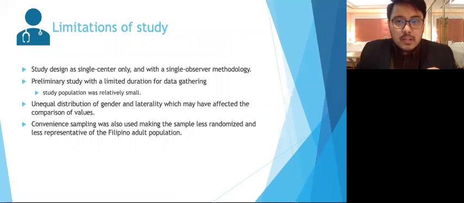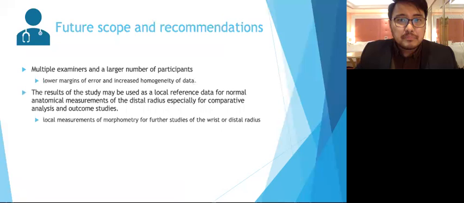So the limitation of this study is the study design itself having a single center, single observer methodology. This study is also preliminary with limited time for data gathering due to the pandemic. So study population was relatively small, and convenient sampling was utilized for this study. Thus, there was low randomization.